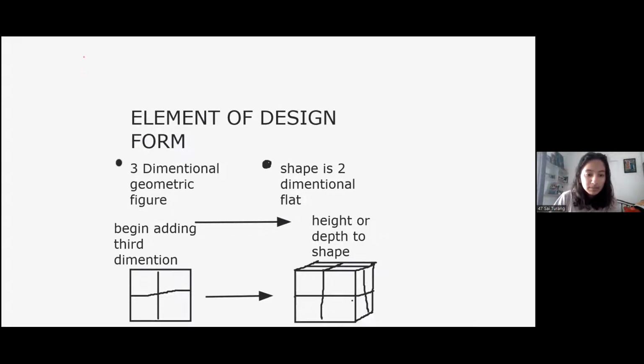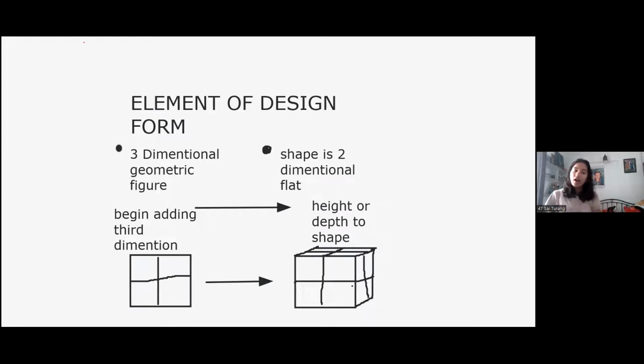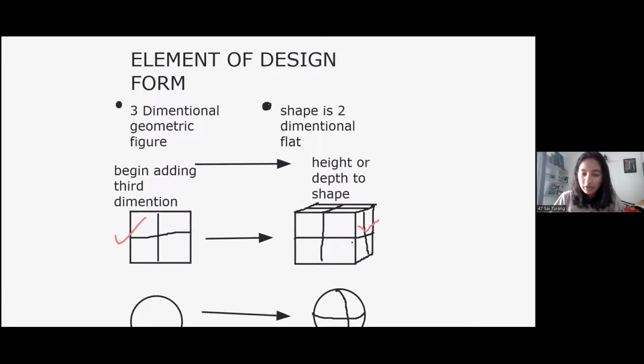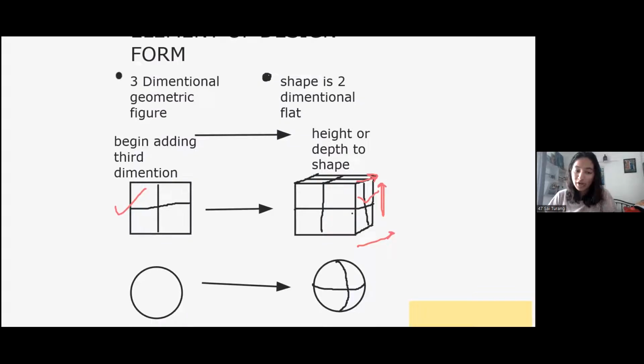Now, by adding a third dimension to a two-dimensional figure, that is by adding height and depth, we get a form. For example, take this cube. This is a square. This becomes a cube. How does it become a cube? You added dimension, you gave it height, and you gave it depth. So this has become a cube, from a square to a cube.